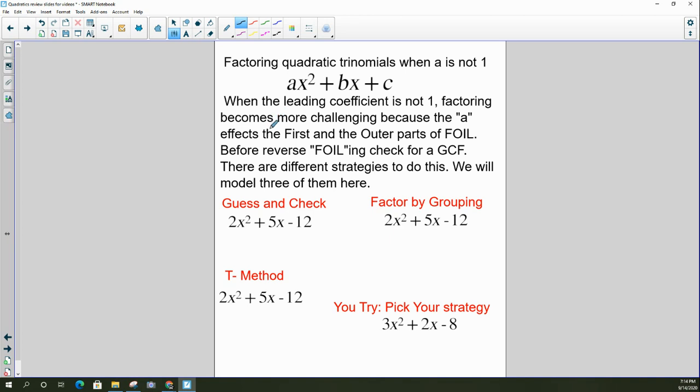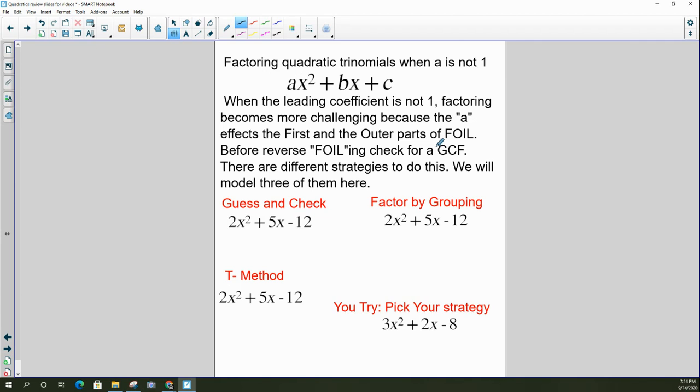the a affects the first and the outer parts of FOIL. So it's not as easy as just thinking of what multiplies up to c and adds up to b, because a is now put into the mix. All right, so before we even start to factor this, the first thing you always want to look for, when there's a leading coefficient other than 1, is a GCF.